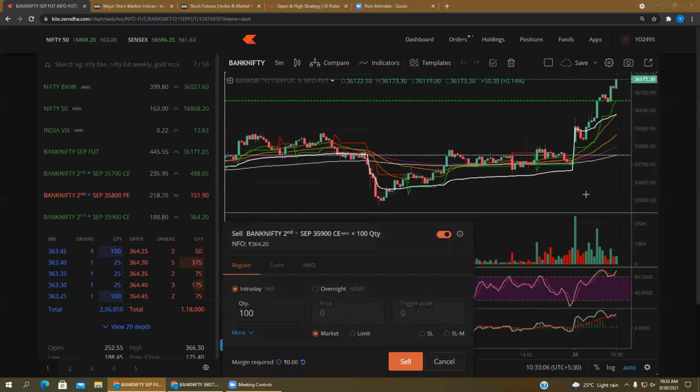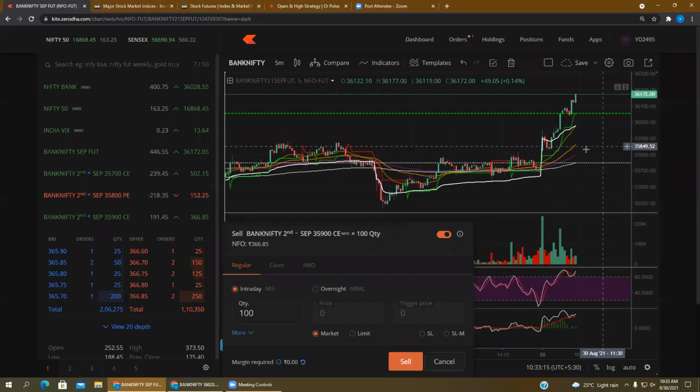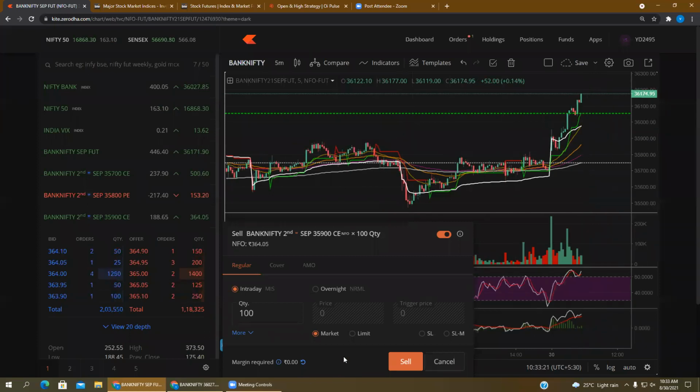I was looking for a gap fill, Sanjit. That's why I took that trade. Thank you, Prasad. I still have 350 quantities, which I'm going to hold for some time. Slowly, I will be exiting the trades. Next is directly 36,150 on spot.